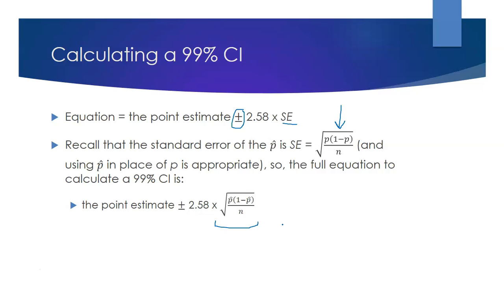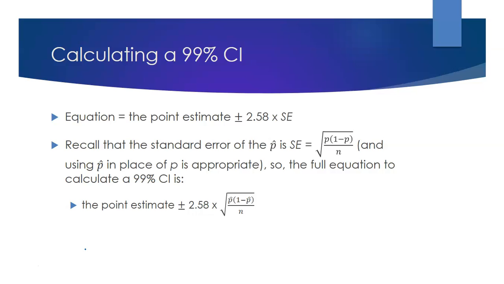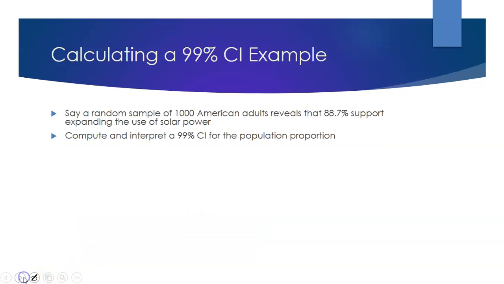So the only difference between a confidence interval for 95% and 99% is that for a 95% confidence interval, we'd be using a value of 1.96 here, right? Because we have our 2.58 here, we know that it's a 99% confidence interval. So this is our equation now that we'll use to create a 99% confidence interval. So our next slide is an example of all of the steps of how to do that.